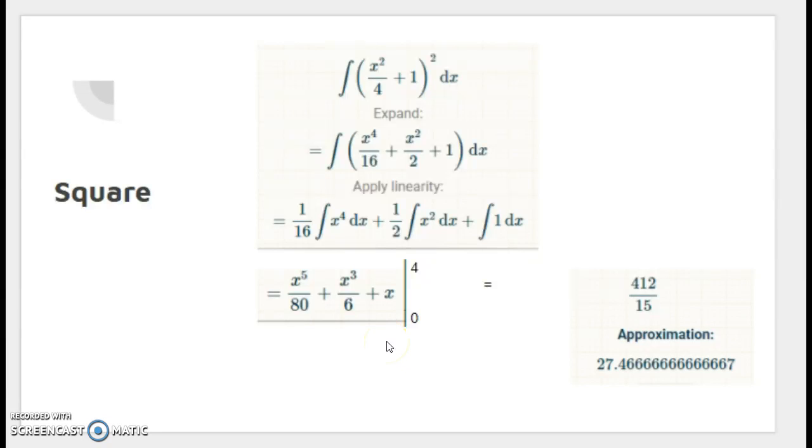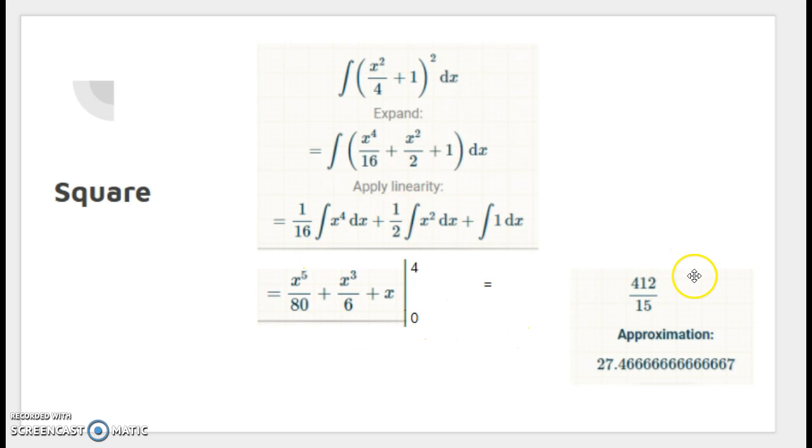For my part of the project, I did the square cross-section, and to find the theoretical volume for the square cross-section, that is the integral of the area of a square, which is just the function squared. The function we used is 1/4 x squared plus 1. As you can see from our work here, we solved the integral, getting x to the 5th over 80 plus x to the 3rd over 6 plus x. Then we plugged in the numbers 4 and 0 to solve.